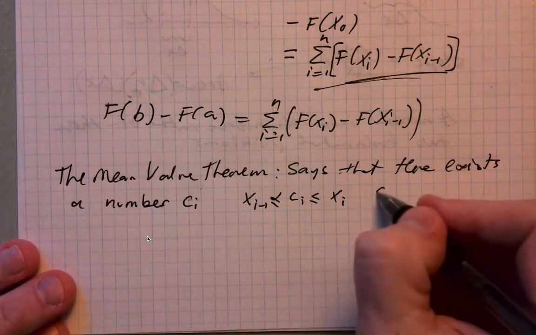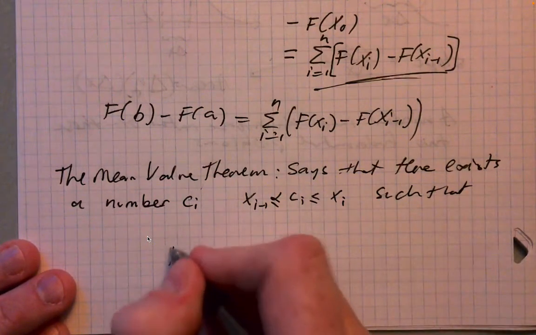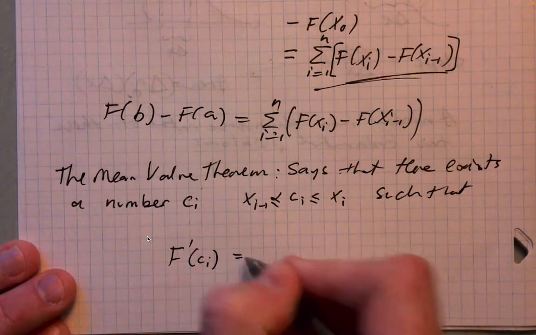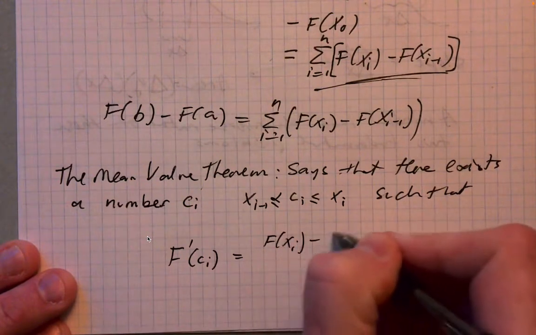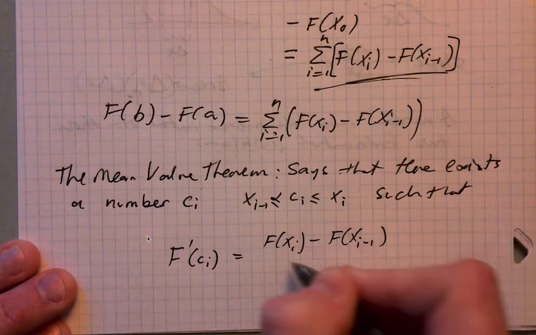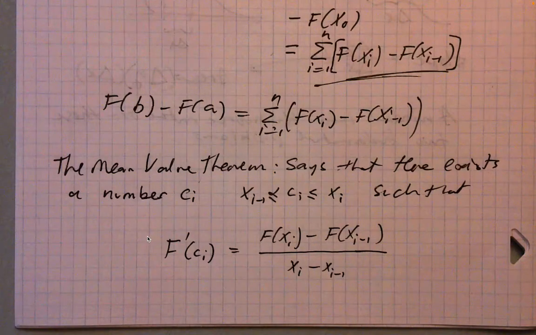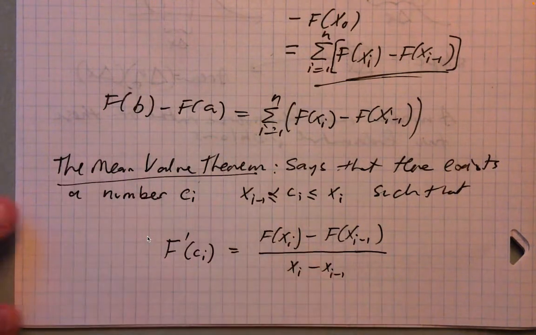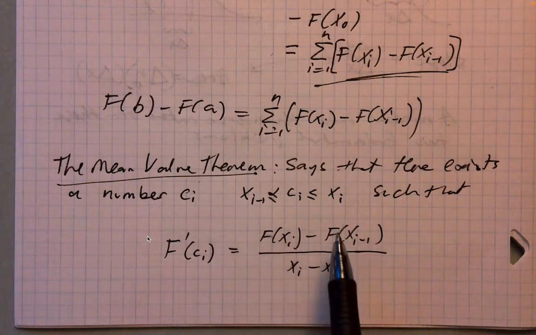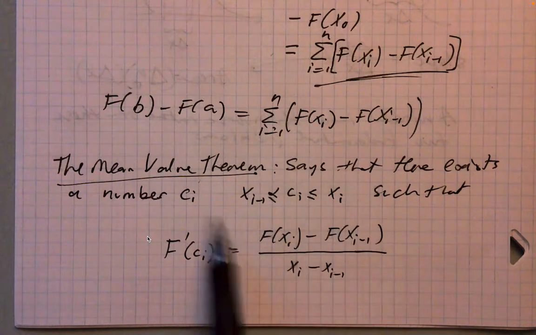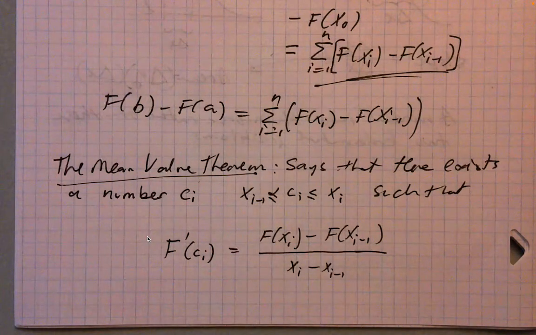Some number ci such that F prime of ci is equal to F of xi minus F of x(i-1), divided by xi minus x(i-1). So again, you may have to pause the video and double check what the mean value theorem says, but there's nothing fancy here. This is just a straight interpretation of the mean value theorem. Between any two real numbers, if the function is continuous, there's going to exist another real number such that this relationship holds. Okay, so very good.